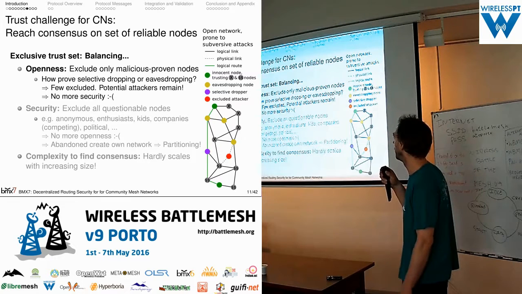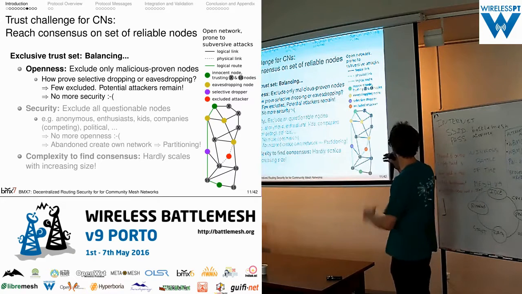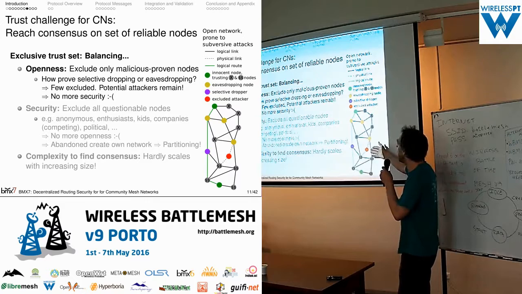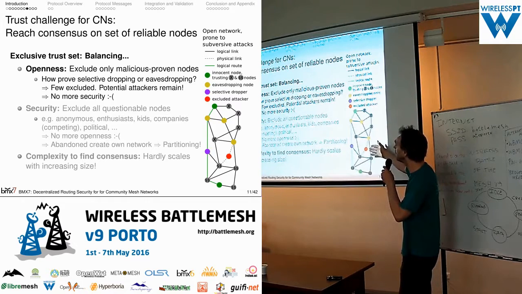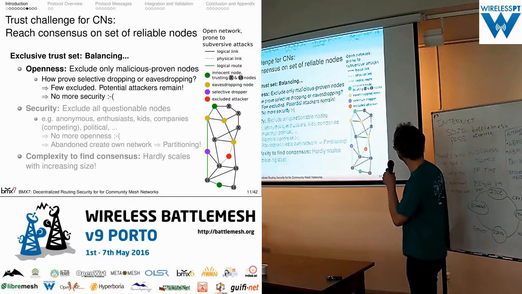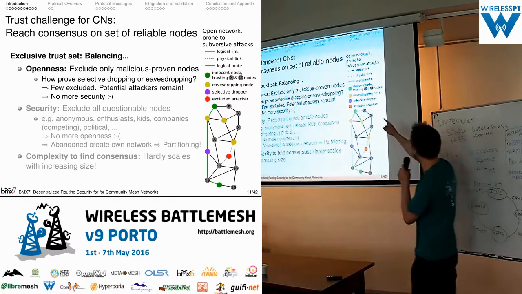In the end, you will probably have very few nodes excluded. In this scenario, you have many nodes. The red node is an identified attacker, so he's excluded, but potential attackers remain, like these yellow nodes. I call them eavesdropping nodes because they just listen to traffic and you cannot spot them. They remain inside. Or the selective dropper, which I marked violet here.